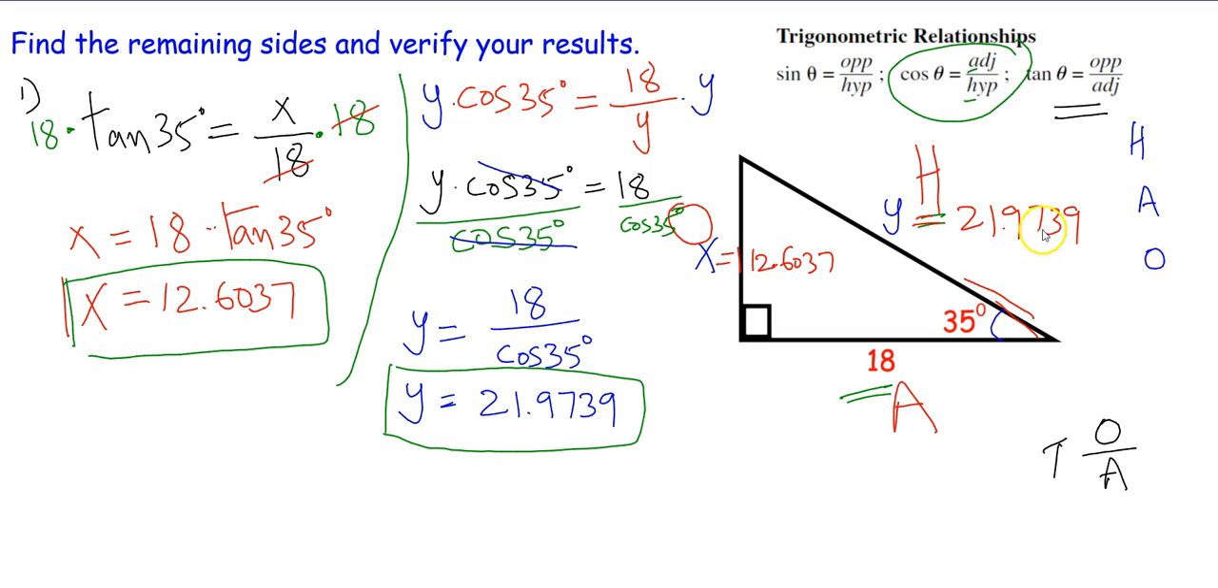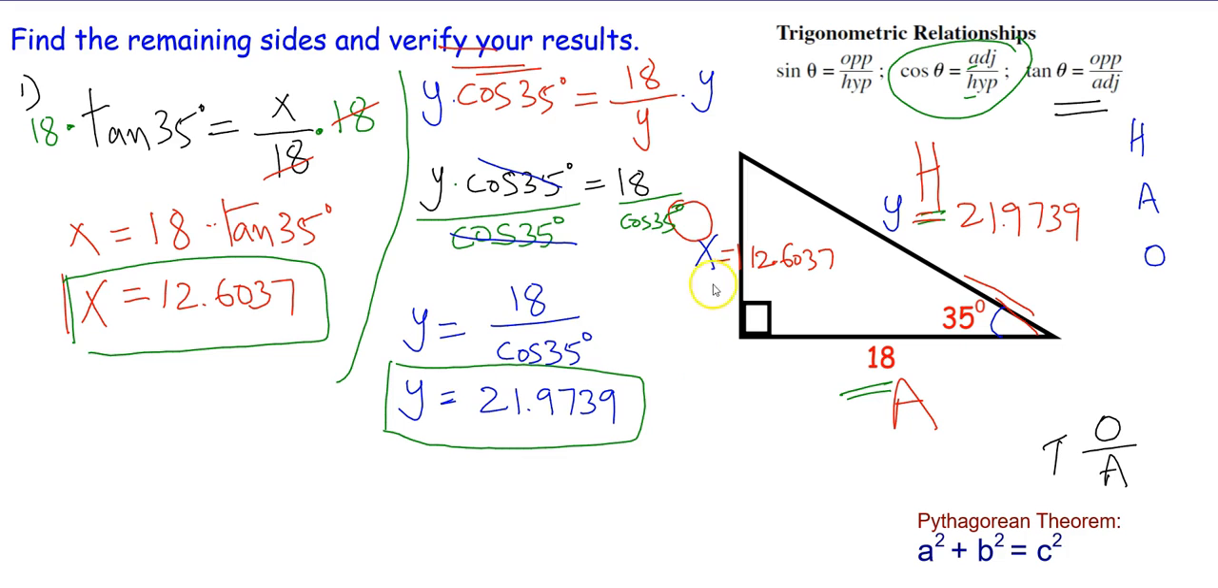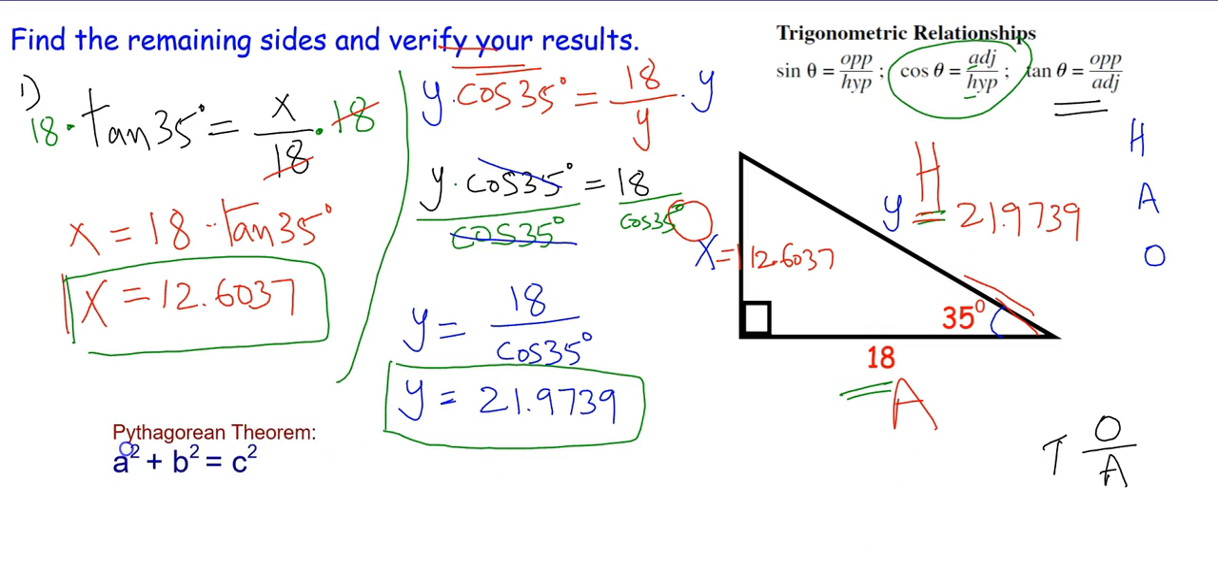Now they are asking us to verify our results. How do you verify? In order to do that, we have to make use of the Pythagorean theorem. Because we know that it is a right triangle, it should fulfill this Pythagorean theorem. That is, in any right triangle, the square on the hypotenuse is equal to the sum of the squares of the other two sides. That is, on squaring 21.9739, we should get the sum of 18 squared and 12.6037 squared. So let us verify that quickly.